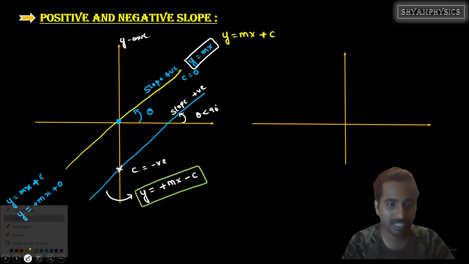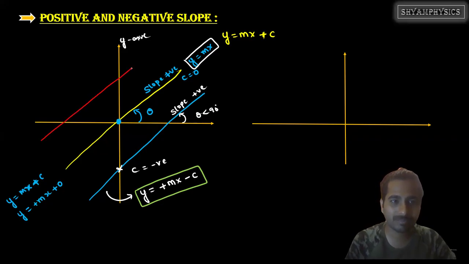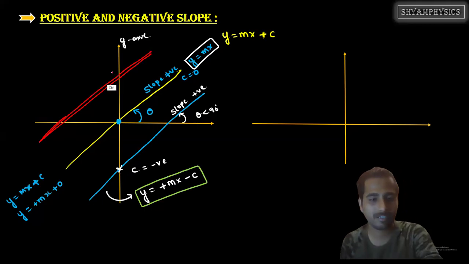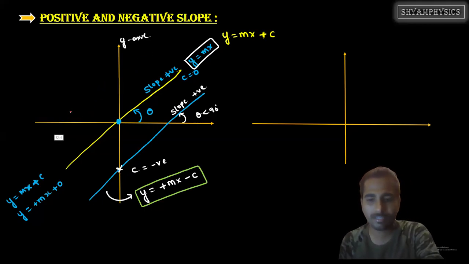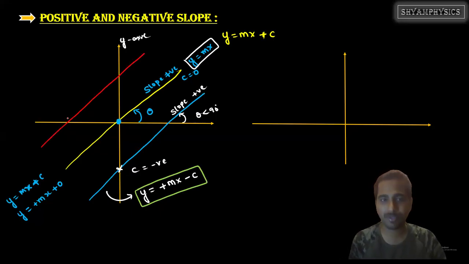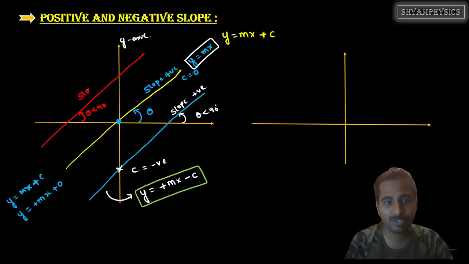Clear? Good. Coming to the last one here. I'm writing that last line at this point. Here I wrote this red color line. That's great. Check once for this line. This is the angle theta. This angle is less than 90 degrees. If it is less than 90 degrees, then the slope of this line is positive. Good.